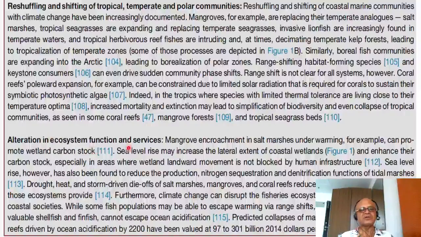Alteration in ecosystem function and services. Mangrove encroachment in salt marshes under warming, for example, can promote wetland carbon stock. Sea level rise may increase the latent extent of coastal wetlands and enhance their carbon stock, especially in areas where wetland landward movement is not blocked by human infrastructure. So we are talking about co-benefits that are unintentional, and this is how biology tends to work. We always say nature makes the rules and biology finds the loopholes.